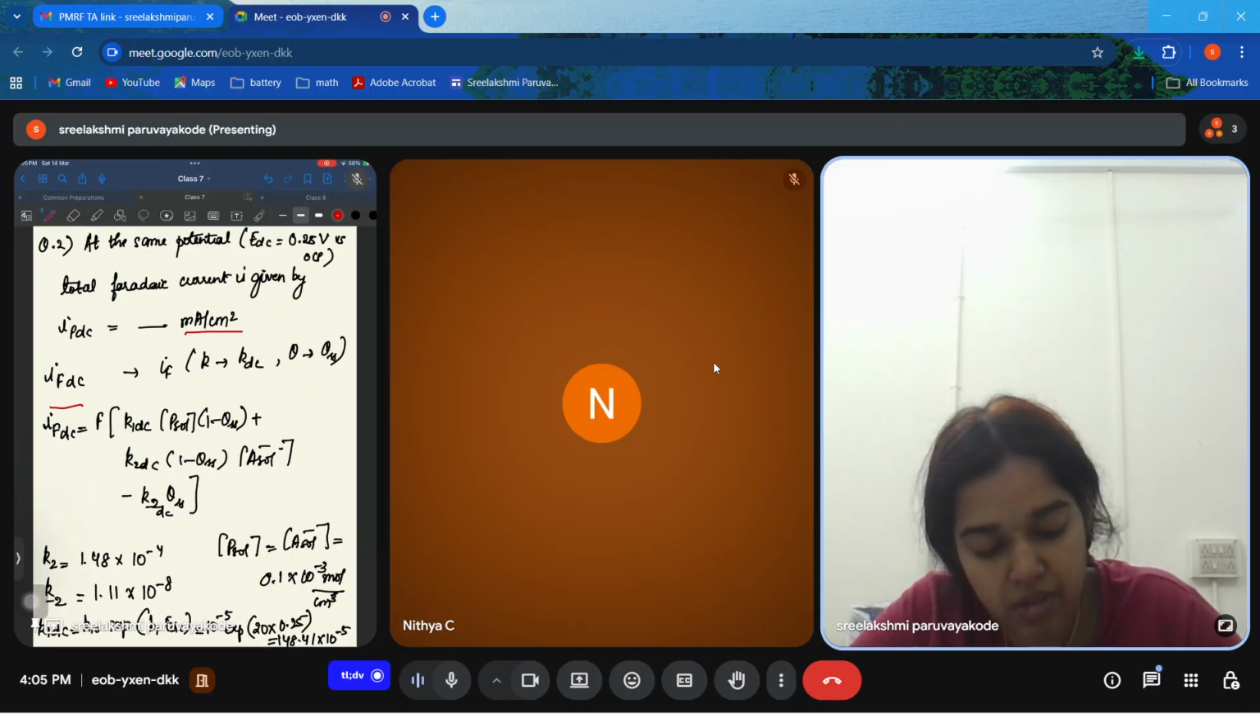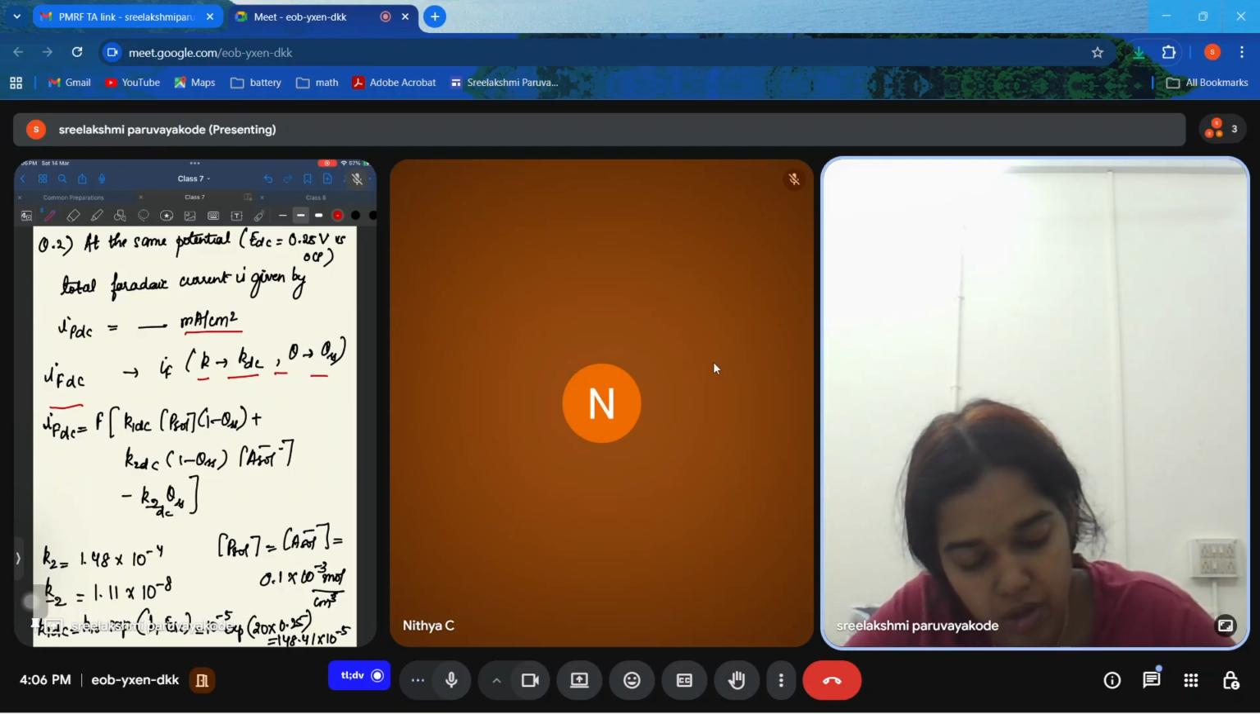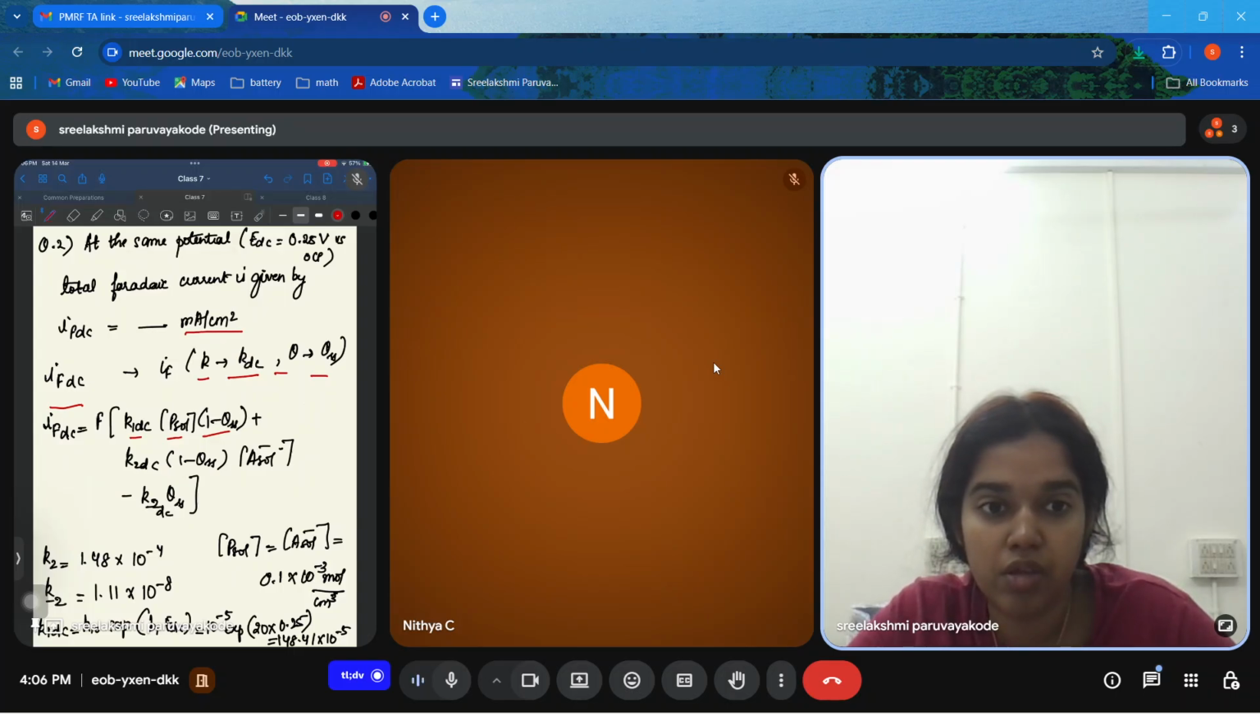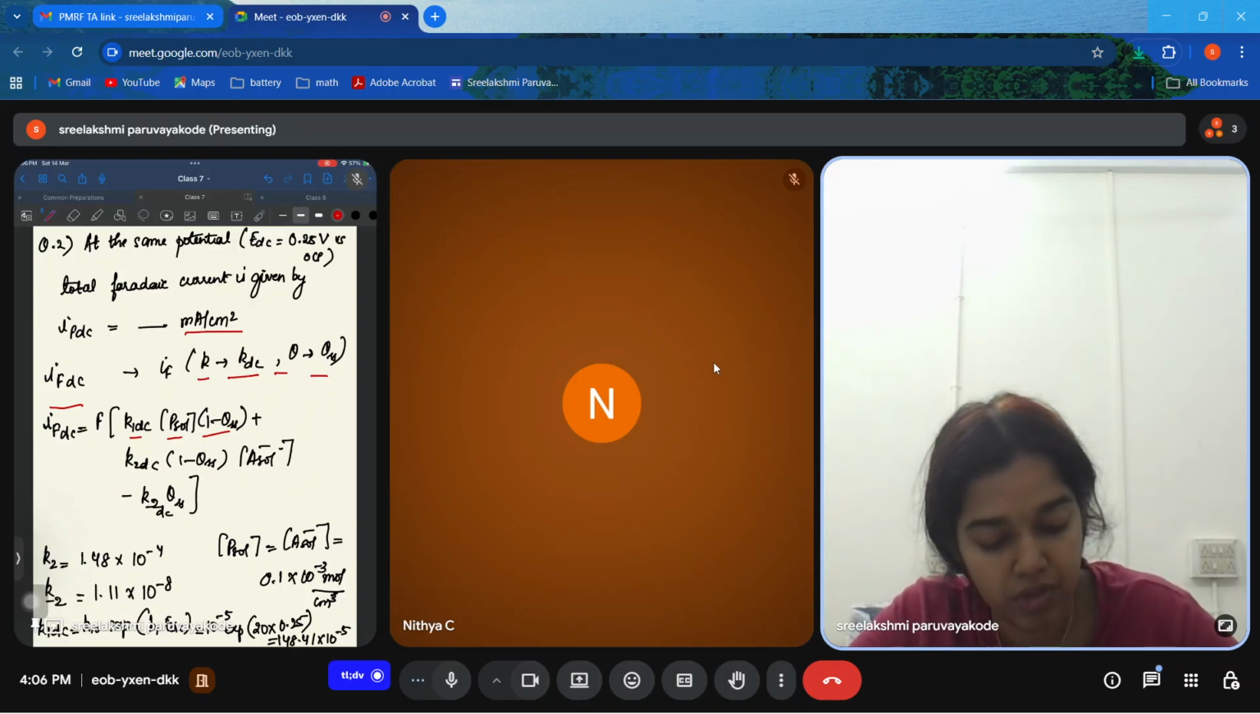Now, for IFDC, you have to make K equal to KDC, and theta becomes theta SS. What is the expression for IFDC? You have to consider P giving P solution. That step has a rate expression of K1 DC, P solution into 1 minus theta SS. Now, the forward step of the second step is K2 DC, 1 minus theta SS, A solution minus. The backward step is K minus 2 DC theta SS. Because it's backward, we are putting a negative sign.